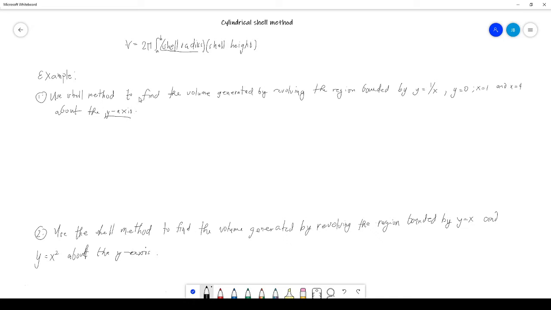Use the shell method to find the volume generated by revolving the region bounded by y is equal to 1 over x, then y is equal to 0, as x is equal to 1 to 4, about the y-axis. So y is equal to 1 over x is a graph which would look like this. It will never touch the y and x-axis.